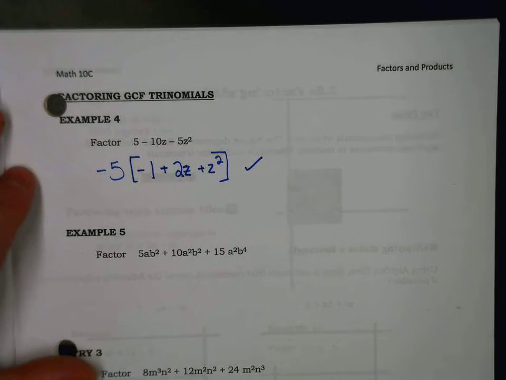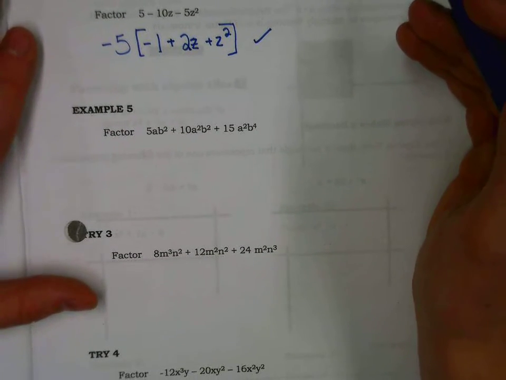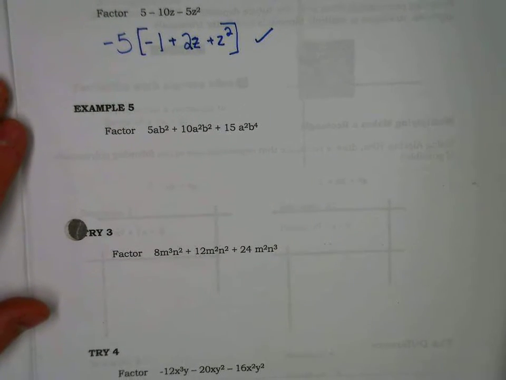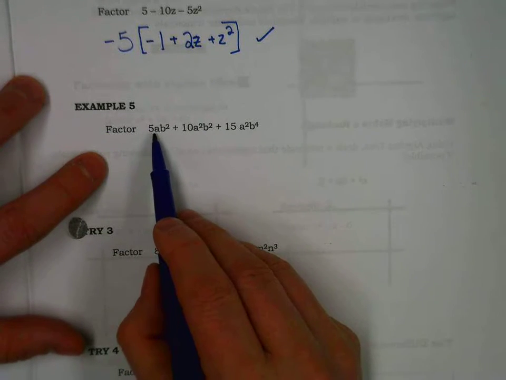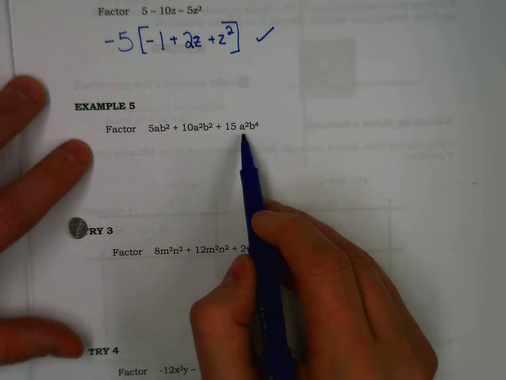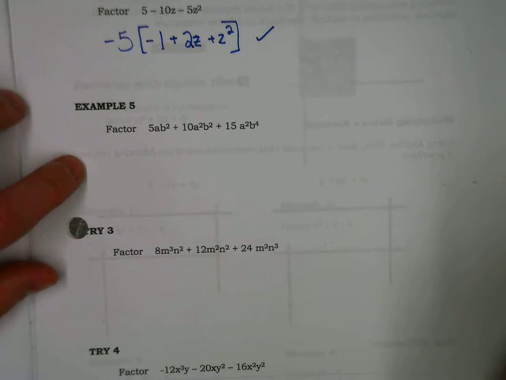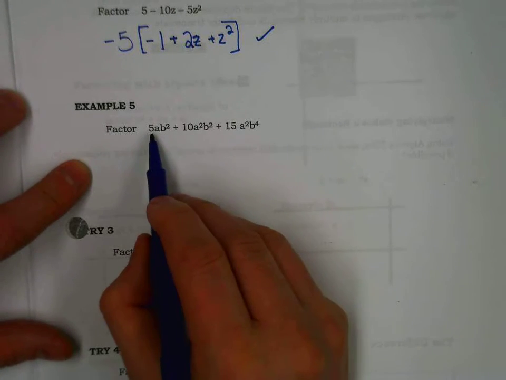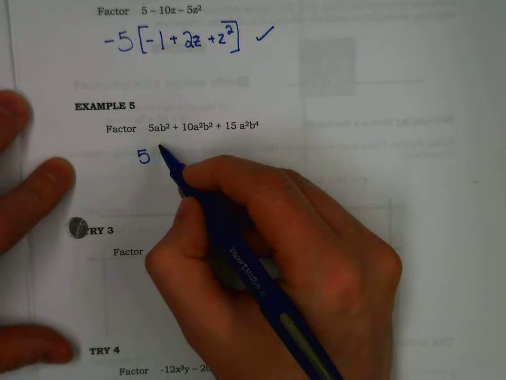Feeling comfortable? Again, if you wanted for the last three, you're more than welcome to pause the video and give them an attempt, but they do get far more complex. In example 5, we've got 5ab squared, 10a squared b squared, and a 15a squared b to the 4. Numbers and variables get larger. So examining our coefficients, 5, 10, 15, 5 is our greatest common factor.